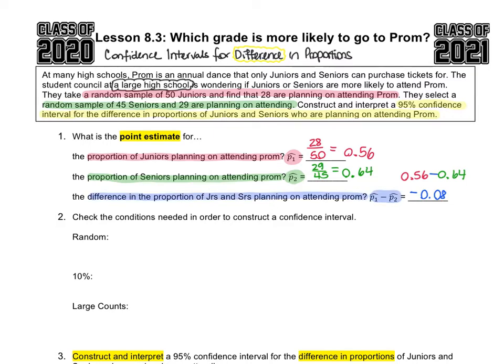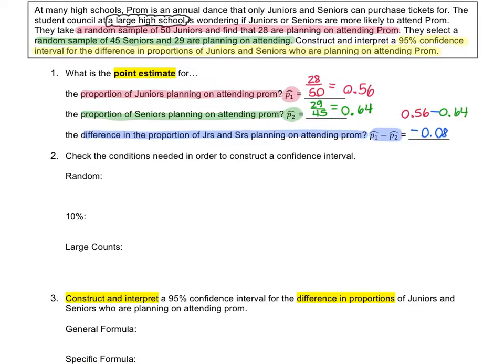Next, let's check conditions. We're going to start with random, and we know that 50 juniors and 45 seniors were randomly sampled. Next, we check the 10% rule, and remember the commentary about the large high school. So this means that 50 is less than 1/10 of juniors at the large high school, and 45 is less than 1/10 of the seniors at the large high school.